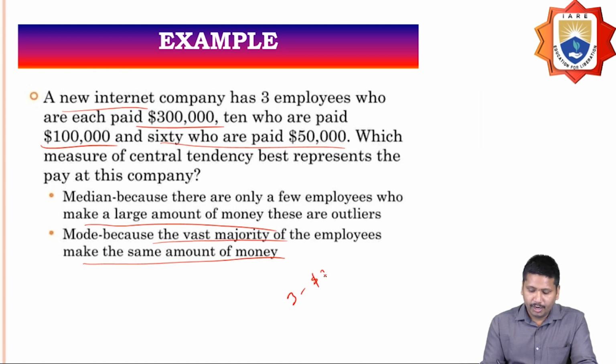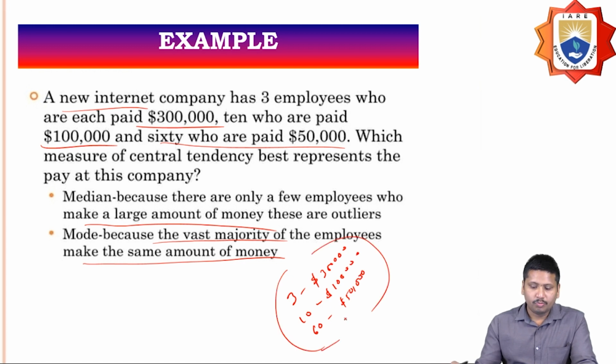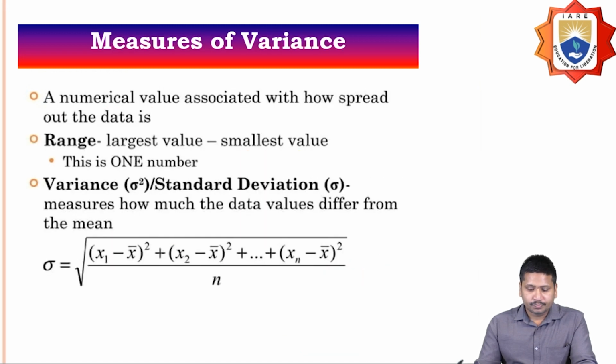So the company has employees where three are paid 3 lakh dollars, 10 are paid 1 lakh dollars, and 60 are paid $50,000. In this, we have to find the median and mode, and how we are going to do that. Normally, how are these measures associated with variance? A numerical value is associated with how we split out the data, and for that we need a range.